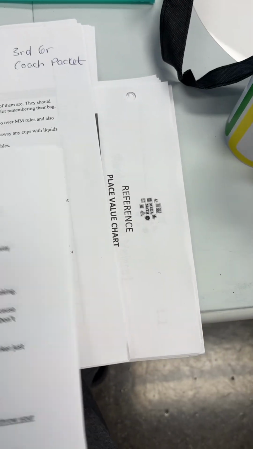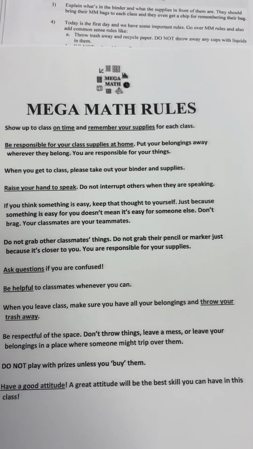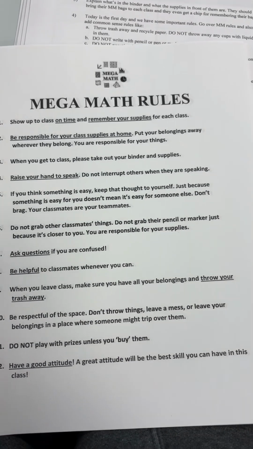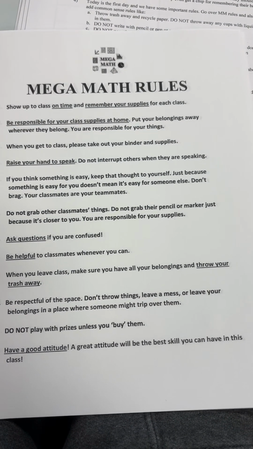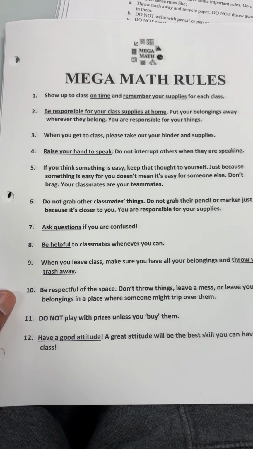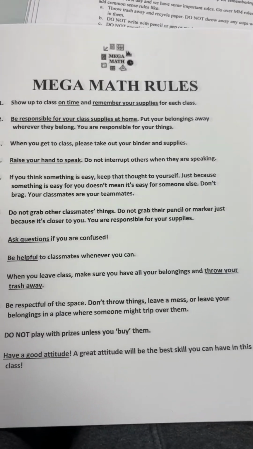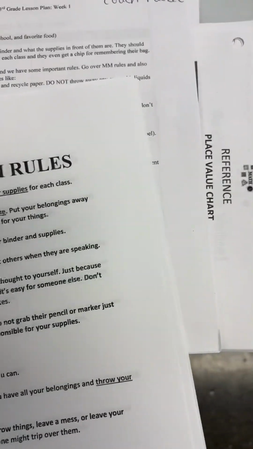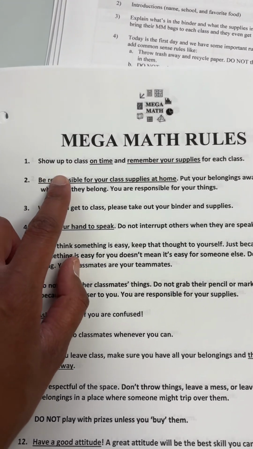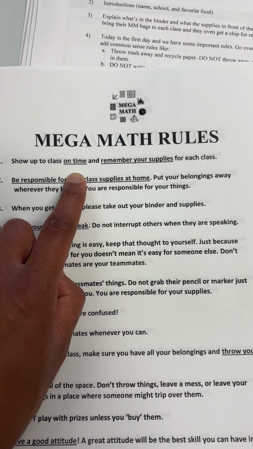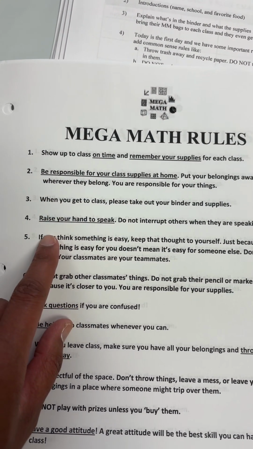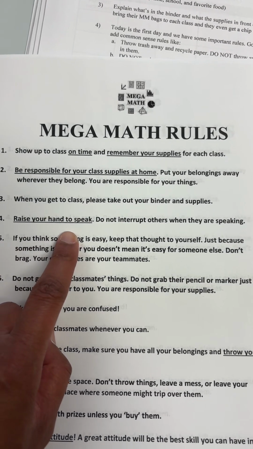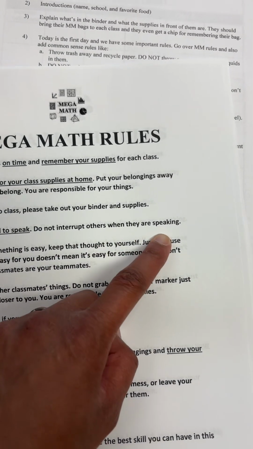Again, these kids may or may not be okay with reading. We can ask them if they want to read a rule, or we can read the rules to them and ask them to give a thumbs up if it makes sense to them, or give an example. I might say, okay, rule number 1, show up to class on time and remember your supplies for each class. Number 4, raise your hand to speak. Do not interrupt others when they are speaking.